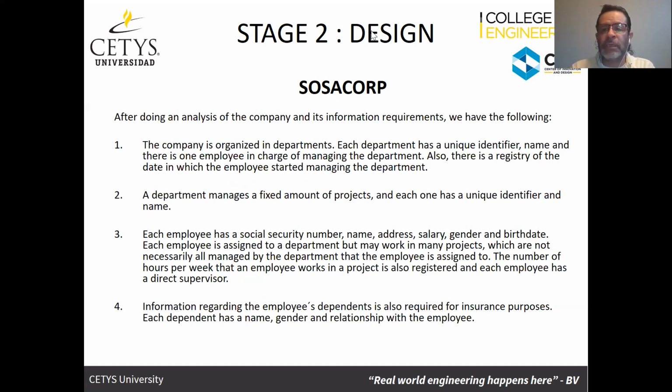The company is organized in departments. Each department has a unique identifier. There's an employee in charge of the department. There's also a registry of when the employee started managing the department. A department manages projects. Each employee has a social security number and a series of data associated to them. Employees manage the employees. The number of hours a week an employee works on a project is registered, and employees have dependents, mostly for insurance purposes. And so each dependent also has some information and is related to an employee.